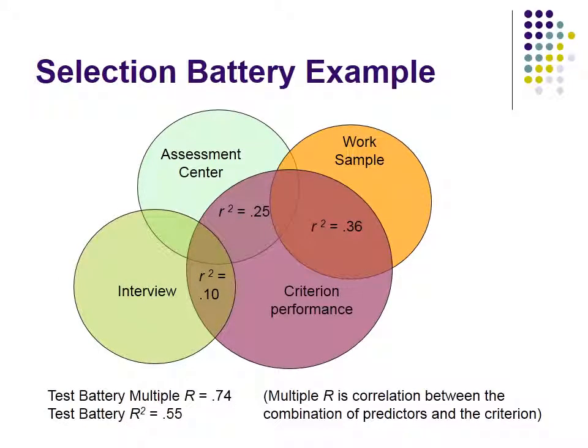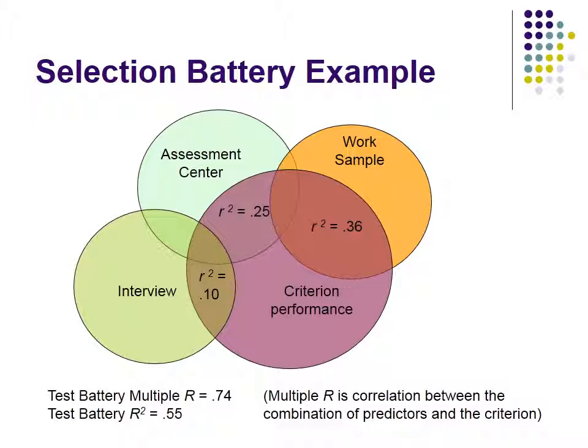So here's a quick example of a selection battery. In the last lecture, we were talking about the validity coefficient of individual selection tests, the idea that each test has a certain amount of relationship with actual performance. And we also talked about the idea of incremental validity. So let's take a quick look at this example.